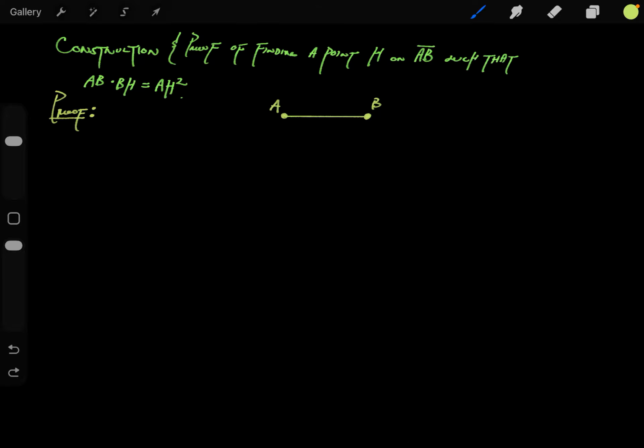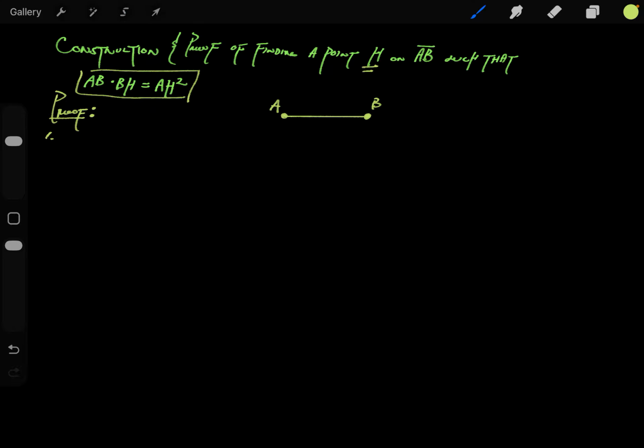Okay, so what we gotta do right now is find a point H on this segment AB, so that we have this relation. So we gotta construct it as so. I'm just gonna lay out these steps, tell you, and then we'll prove our construction.